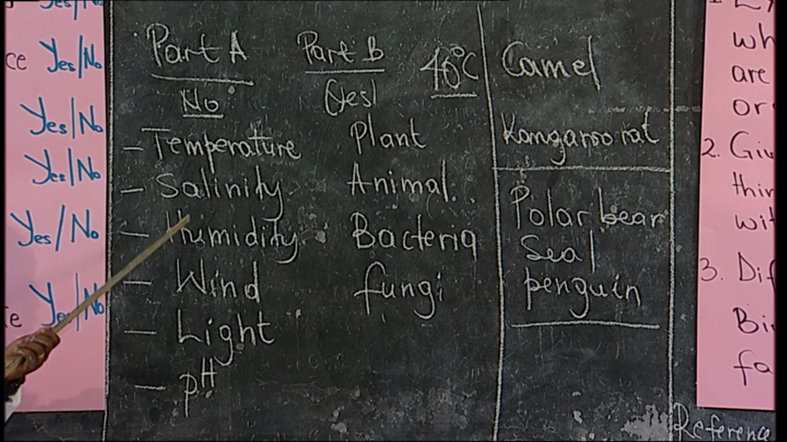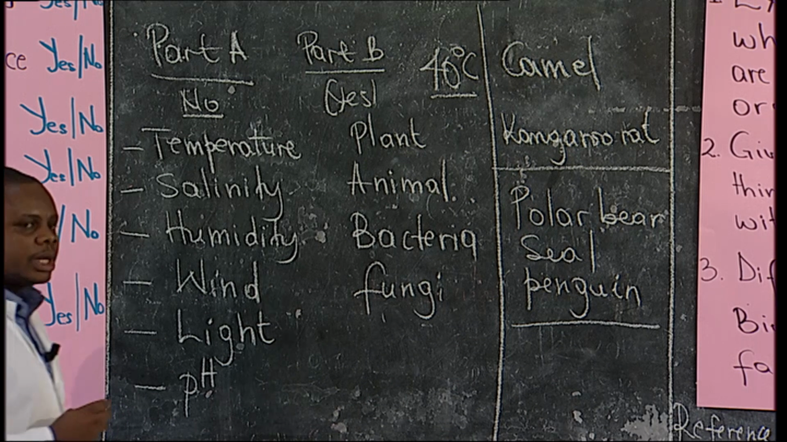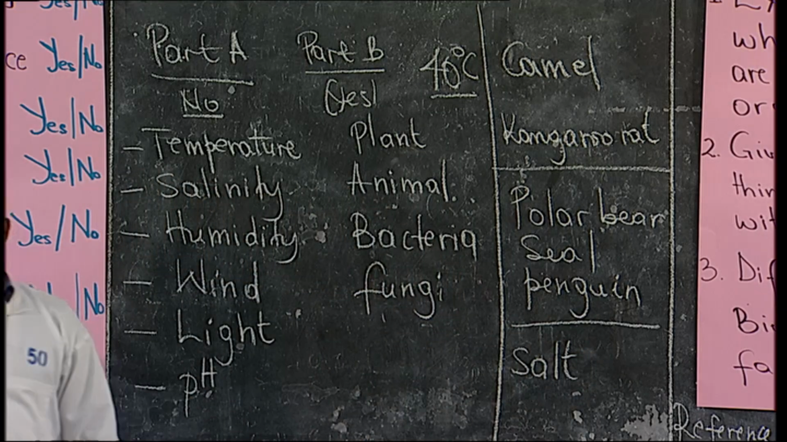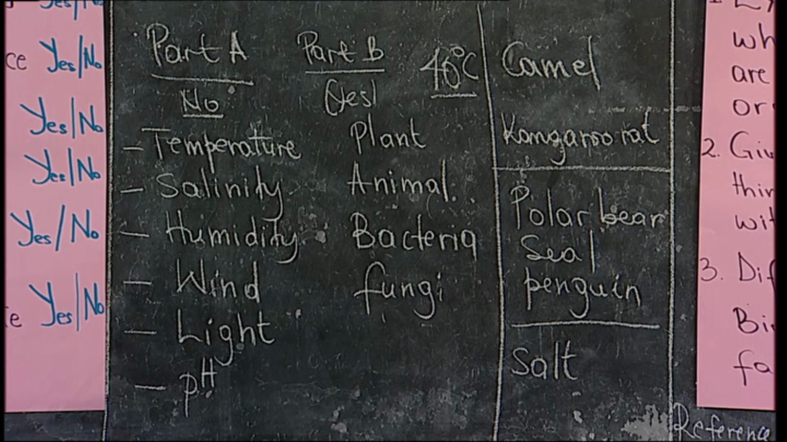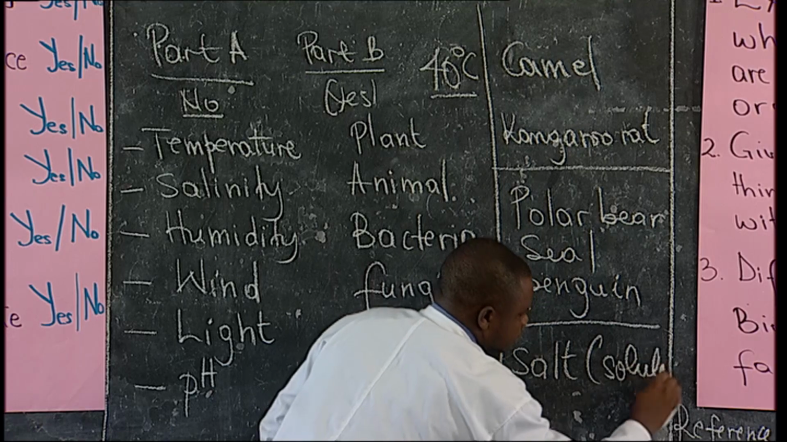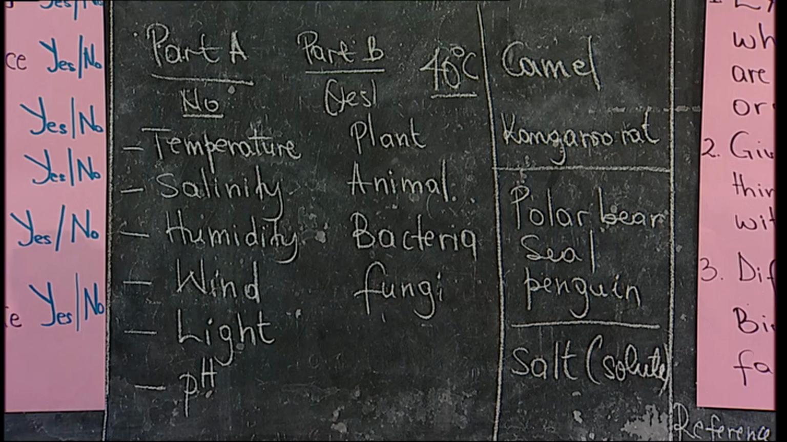Salinity. This is about solute concentration. We can even talk about salt. Remember, we have different water bodies. Let us say oceans, seas, and lakes. Oceans and seas have high solute concentration. There are some animals which live there, and they are adapted to live there.